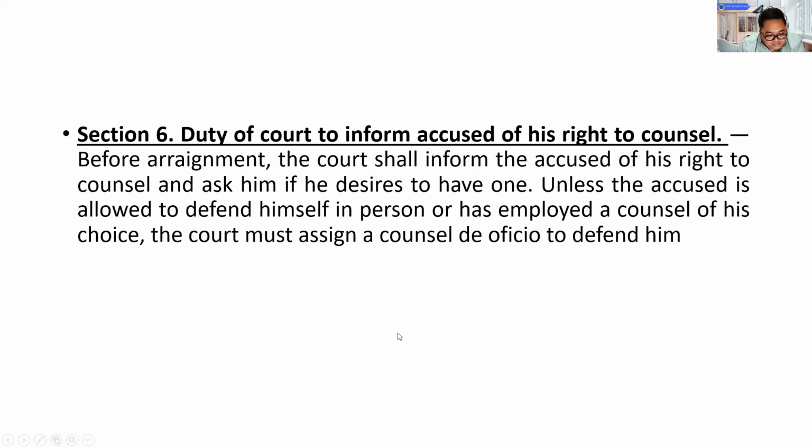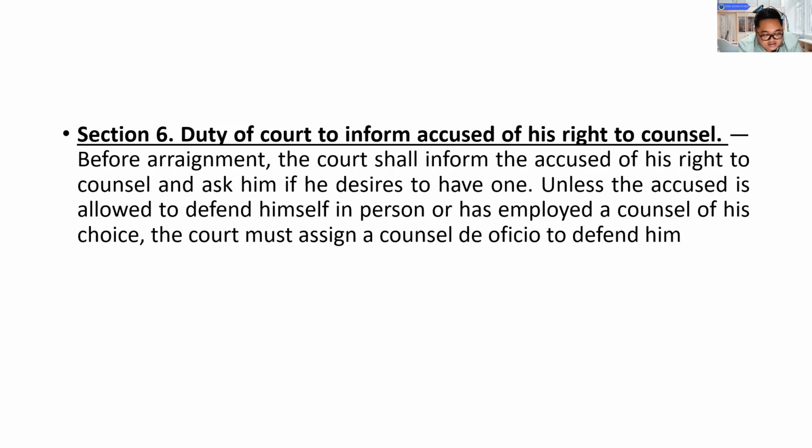Here is also another duty of the court: to inform the accused of his right to counsel before arraignment. The court shall inform the accused of his right to counsel and ask him if he desires to have one, unless the accused is allowed to defend himself in person or has employed a counsel of his choice. The court must assign a counsel de officio to defend him.